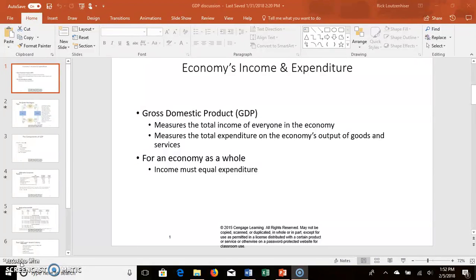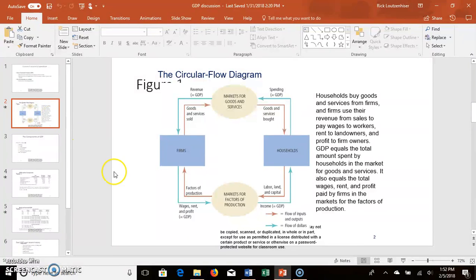Gross domestic product, you probably hear it in the news all the time, talking about the GDP and the changes in the GDP. It measures the total income of everyone in the economy, and it measures the total expenditure. Actually, you measure the expenditure, the income has to be equal to it, and we'll see why that is in this next slide. This is what's called the circular flow model of an economy.